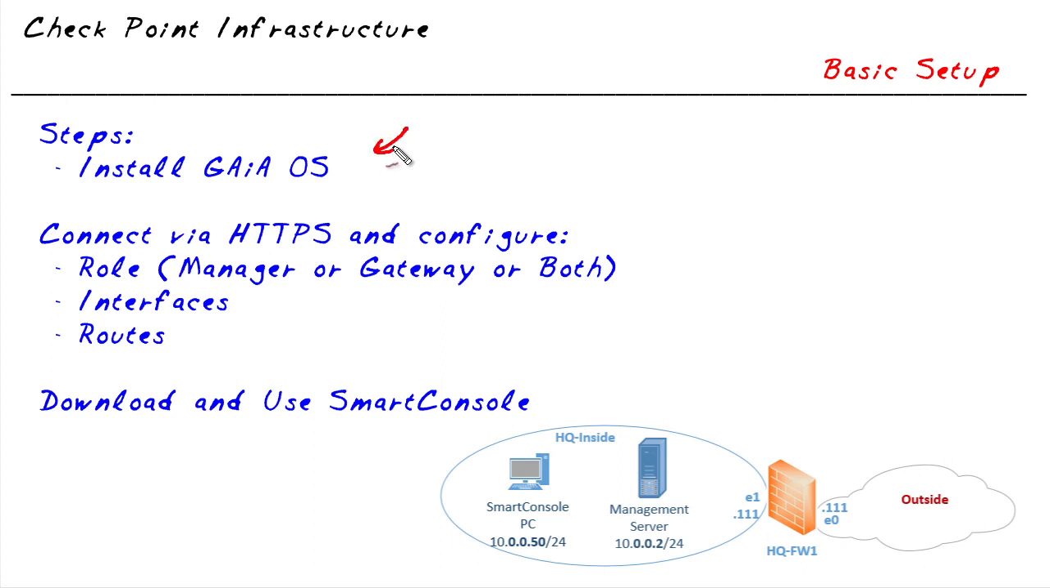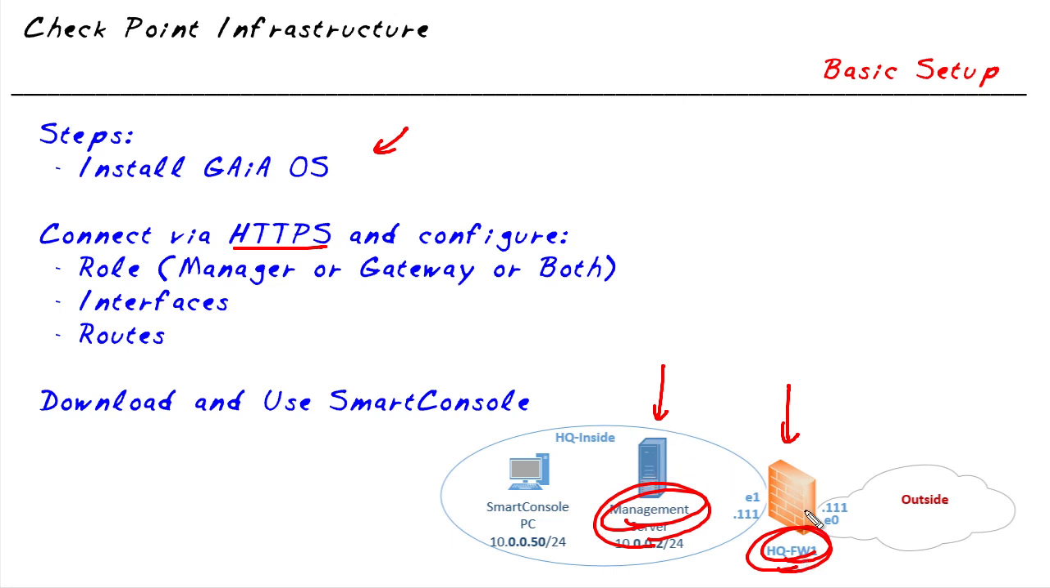We're going to install the operating system called Gaia on this server and this server. This will be our management server once we tell it that, and this one will be our gateway. Now the question is, Keith, once you install the operating system called Gaia, how do you tell these devices that you're a manager and you're a firewall? The way we do that is once we have the operating system installed, we're going to connect via HTTPS, and that's where we tell this guy, hey, you're a manager and you are a gateway.